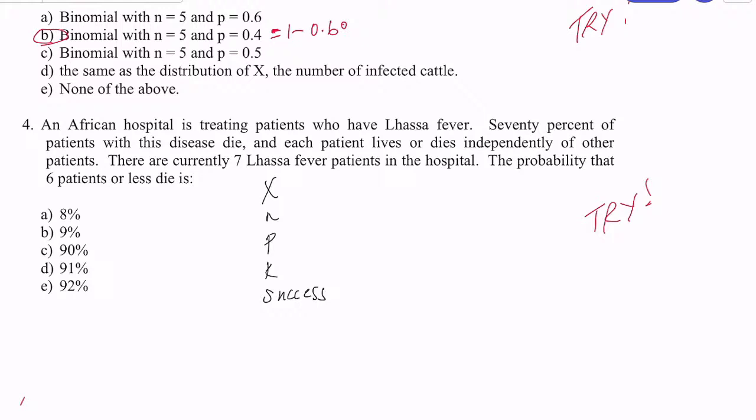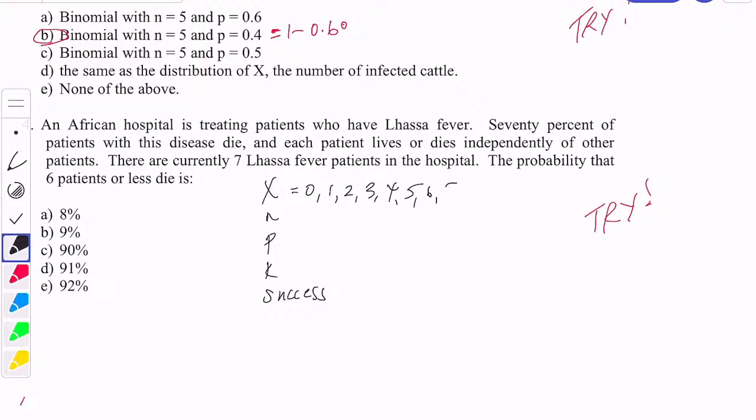Okay, so there's 7 patients that we're going to observe. So those are our trials. So it's 0, 1, 2, 3, 4, 5, 6, and 7. And so that's N is 7.